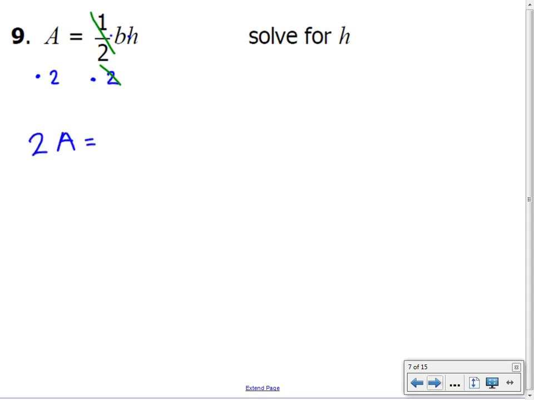So we have 2a equals b times h. And again, we're multiplying the h times b. So we use our inverse operations, and we divide each side by b. So our final answer is 2 times a divided by b is equal to h.